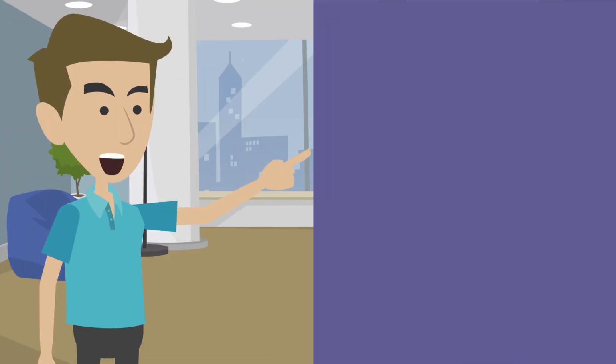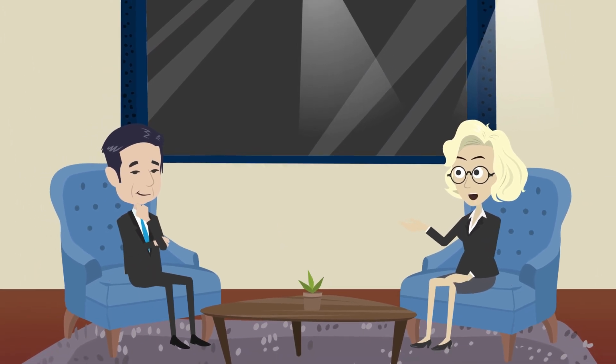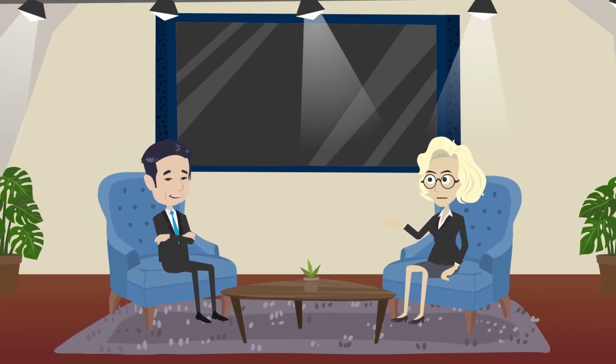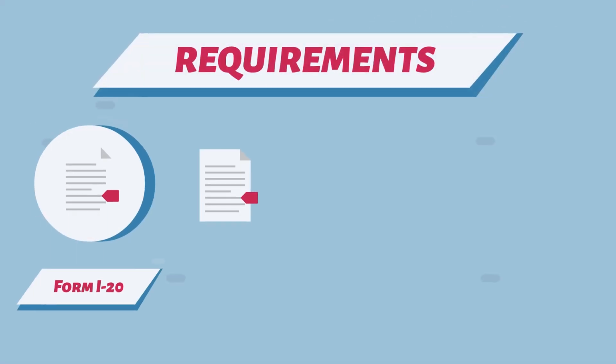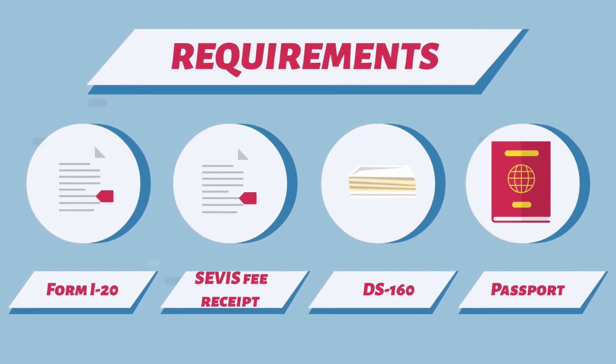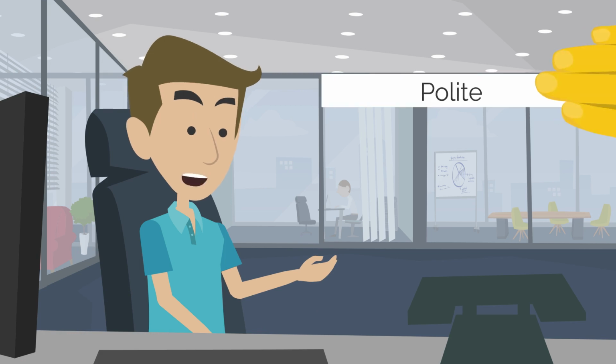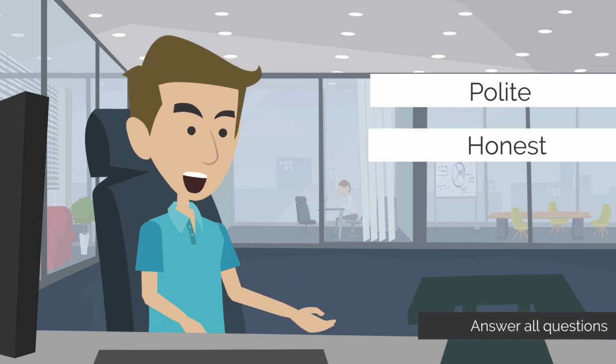Step 5. Attend your interview. On the day of your interview, make sure to arrive early and bring all of the necessary documents with you. This includes your Form I-20, your SEVIS fee receipt, your DS-160 confirmation page, your passport, and any other supporting documents that demonstrate your ties to your home country. During the interview, be polite and honest, and answer all questions to the best of your ability.